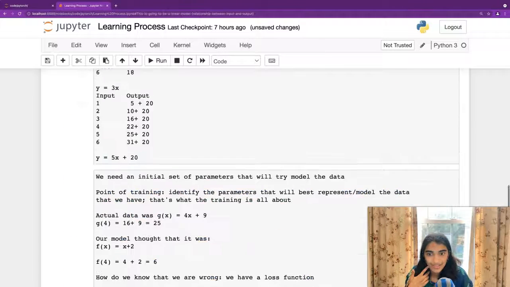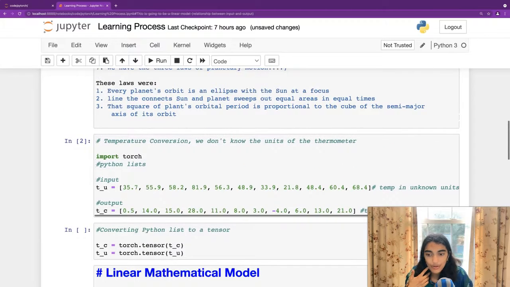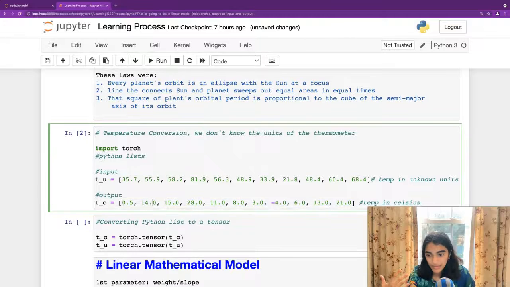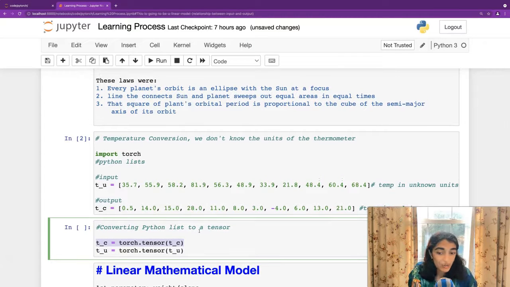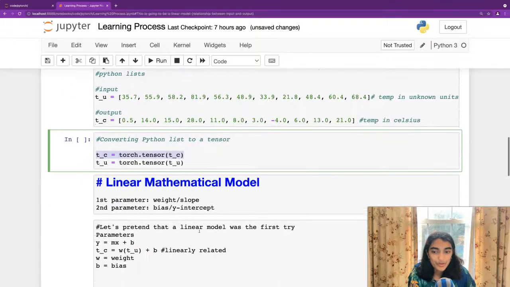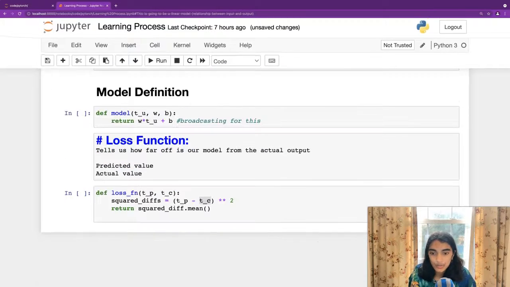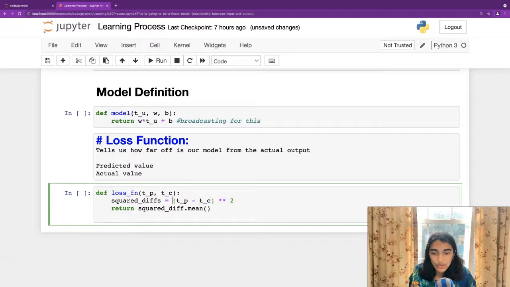TC. What is TC? TC is a tensor full of values in Celsius, full of temperatures in Celsius. This is a Python list, but we convert it to a tensor here. This is a PyTorch tensor. Okay, so TC is a PyTorch tensor. TP will also be a PyTorch tensor because those are the predicted values. And what else do we have here? Yeah, TP and TC. So when you subtract two tensors of the same shape, right, we get a tensor. We don't get a scalar value, and if it was a scalar value, then we would just return that.